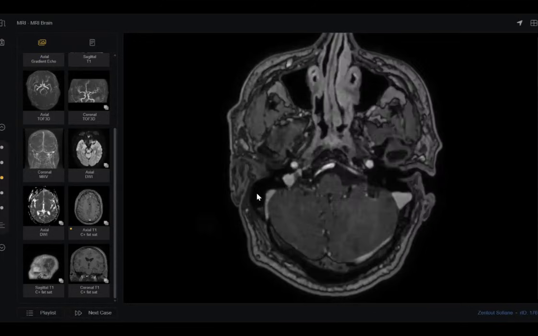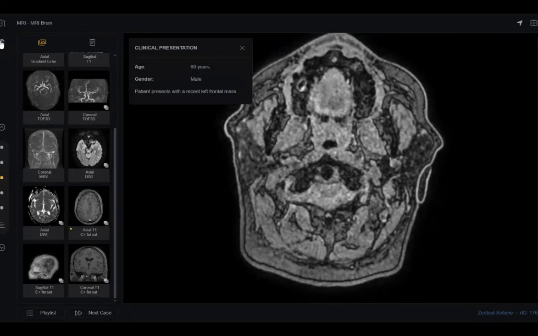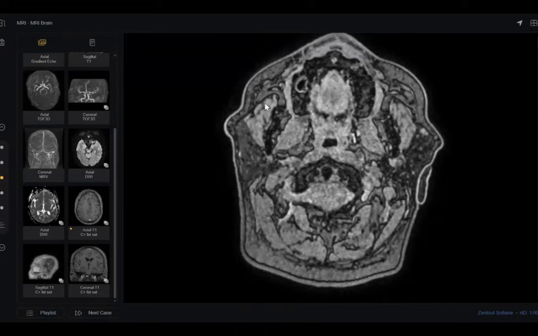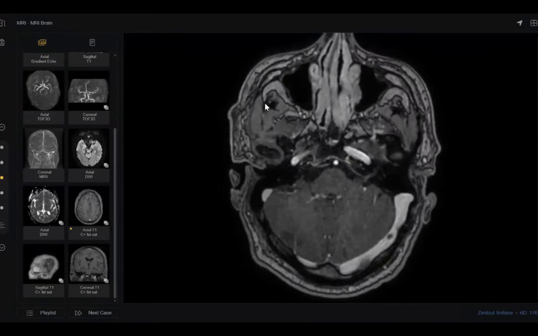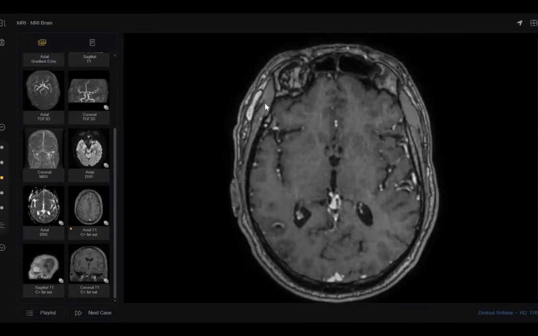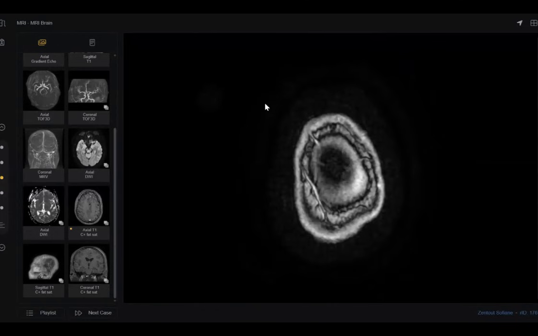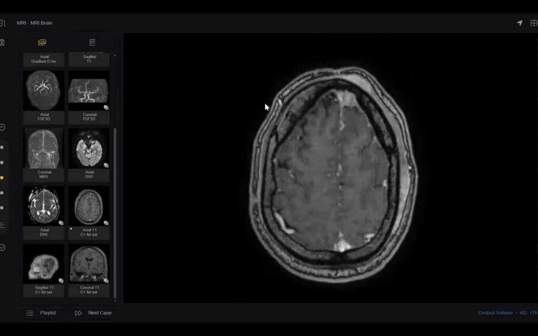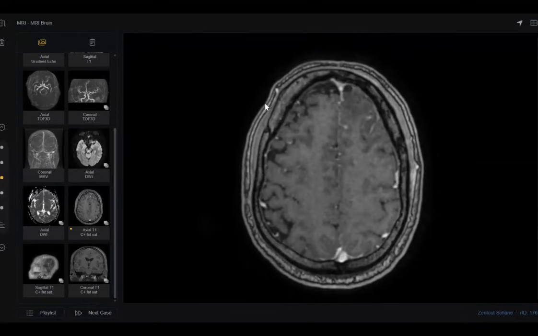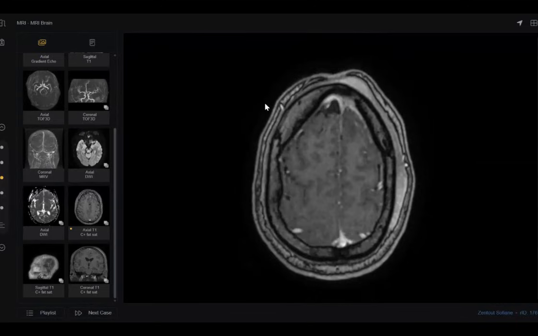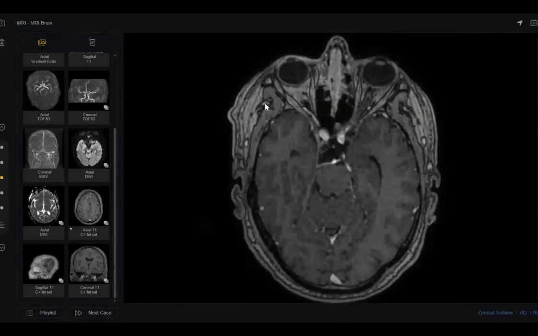I would want to know the history of this patient. Does the patient have any known malignancy, any known primary? Because this can represent focal leptomeningeal carcinomatosis. Also, it can represent a focal area of infection or inflammation, inflammatory processes.